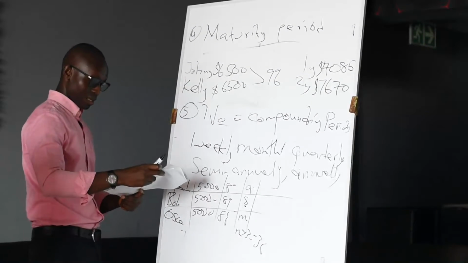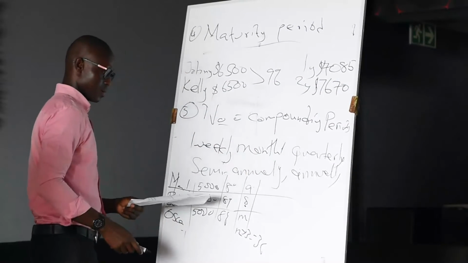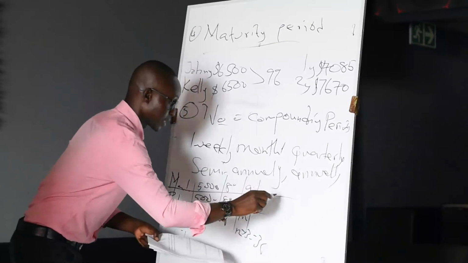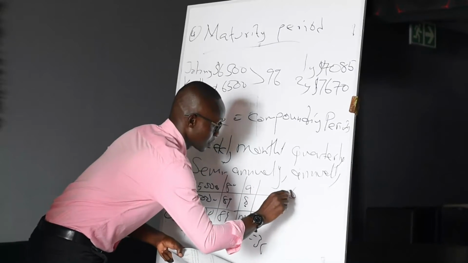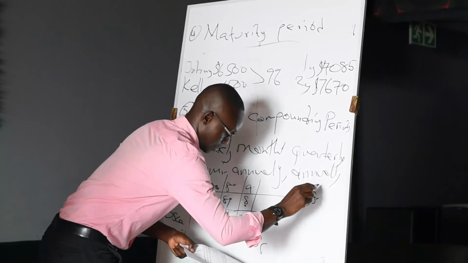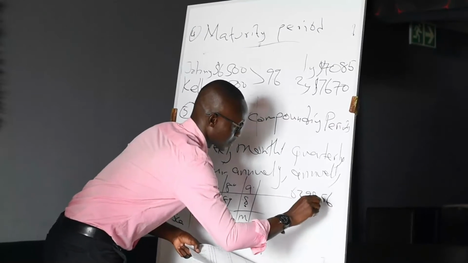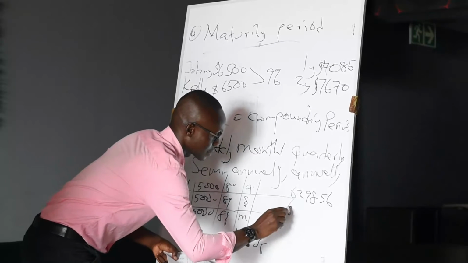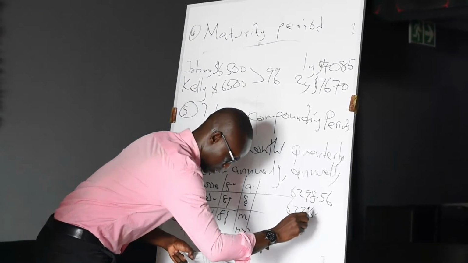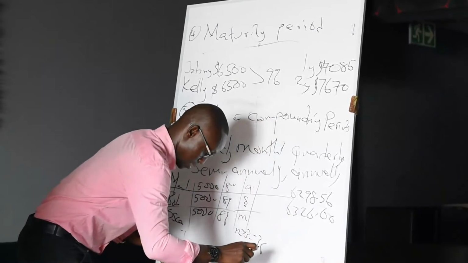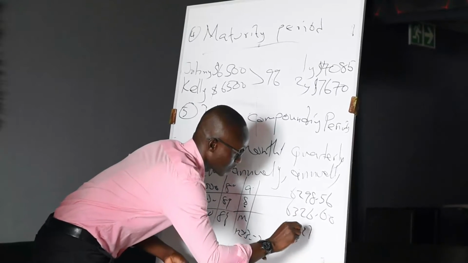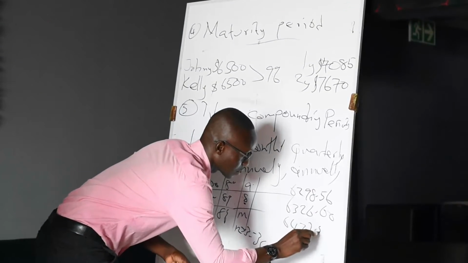Okay. Now, by the end of the period, the first one, which is Martin, will get 6298.56, and then 6326.60, and then there will be 6427.34.